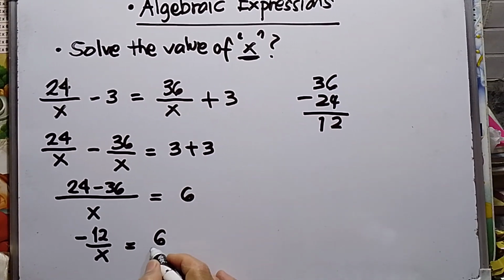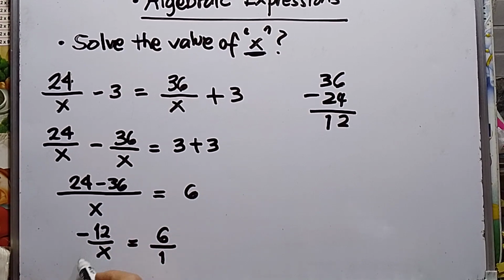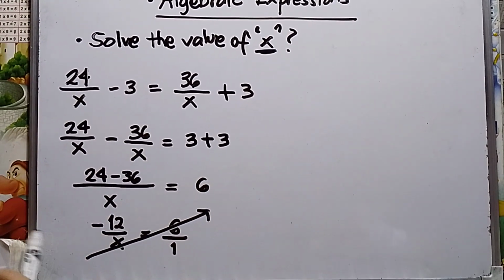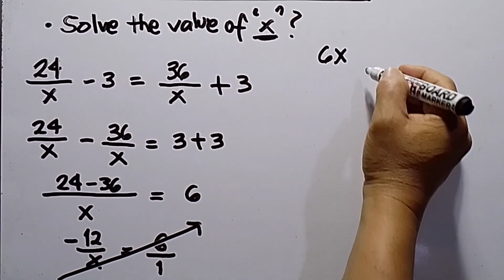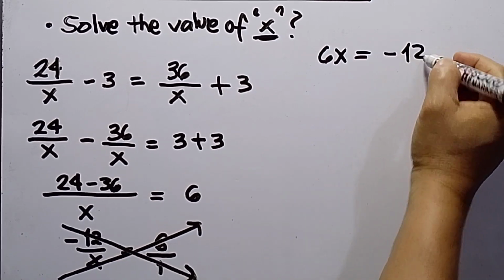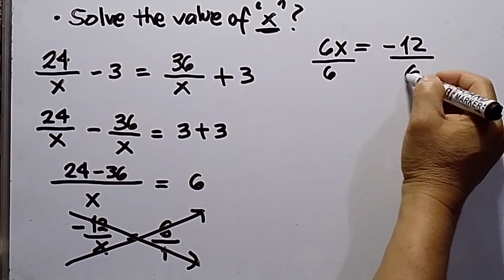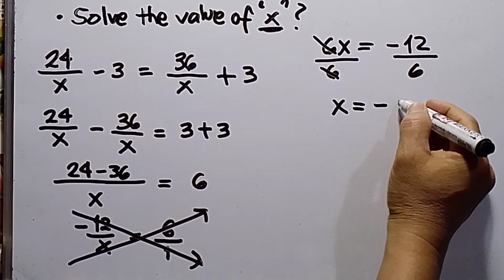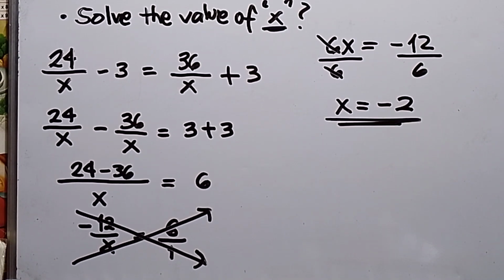Since there is no denominator on the right, I will put 1 to serve as my denominator, and then apply cross multiplication. So this will be 6x is equal to negative 12. To solve the value of x, divide by 6 on both sides. 6 will be crossed out. X is equal to negative 2. So the root is equal to negative 2.